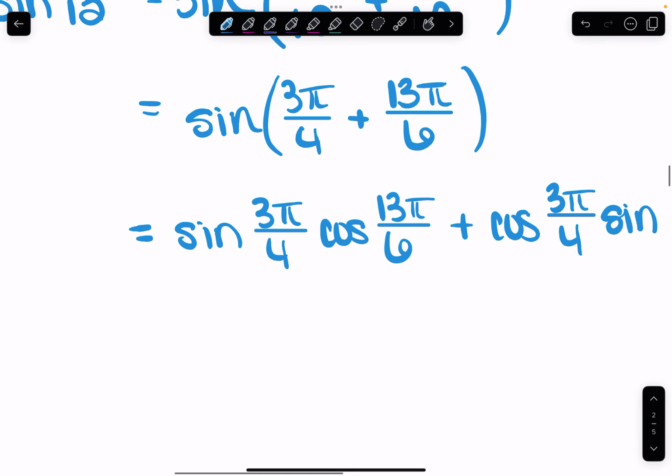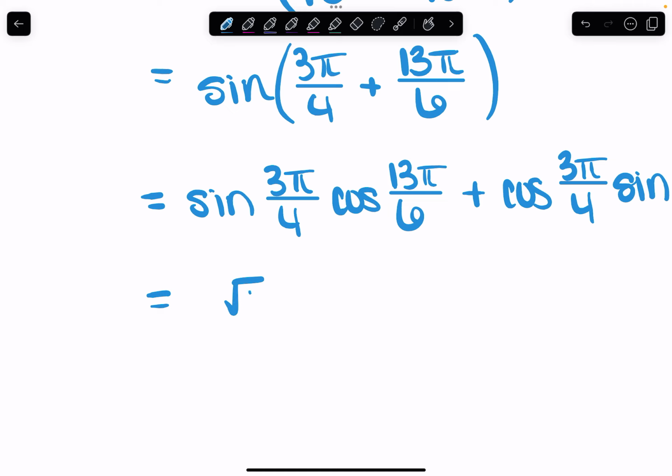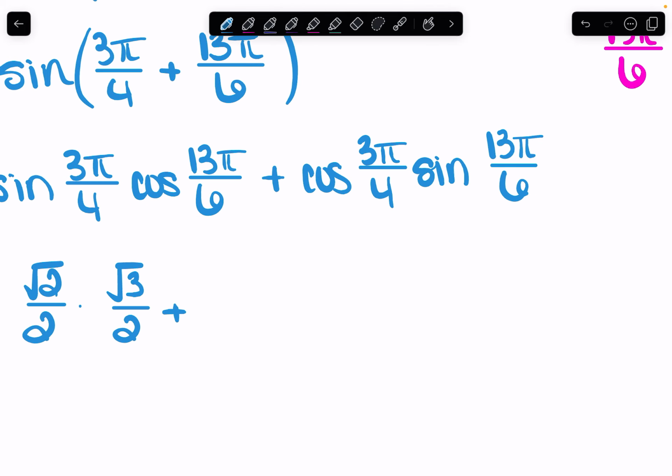All right, sine of 3 pi 4, that's in quadrant 2. Sine is positive, so square root of 2 over 2. Cosine of 13 pi 6 is going to be the same as cosine of pi 6, square root of 3 over 2. Cosine of 3 pi 4 is in quadrant 2, so it's negative, square root of 2 over 2. And then sine of 13 pi 6, same as sine of pi 6, 1/2.